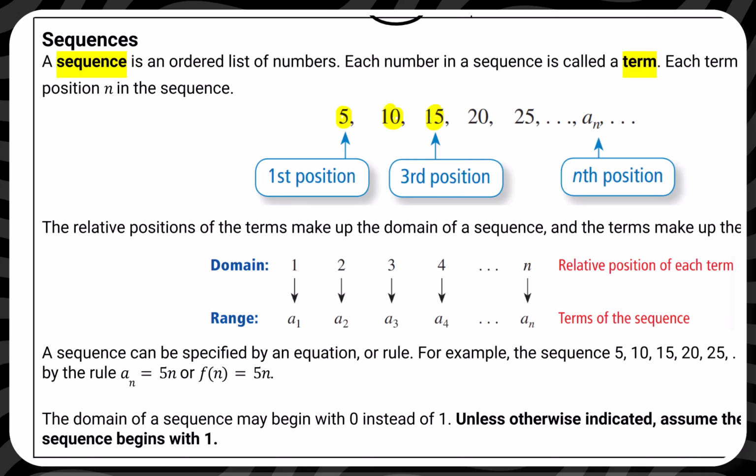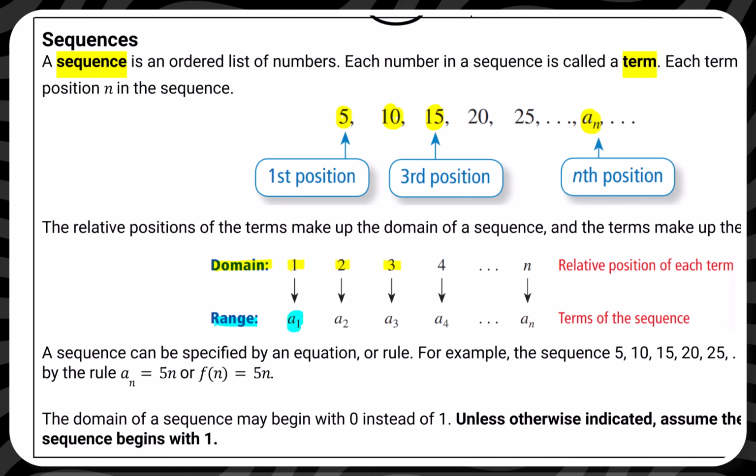Now, this is why we're using a sub n, because that can describe any term in any position. So when you start thinking about this in a more advanced way, algebraically, you need to start thinking about each term as the domain. First term, second term, third term. So first position, second position, third position, and so on. And the range is going to be the actual number that you see.